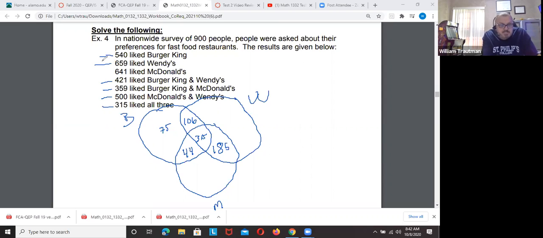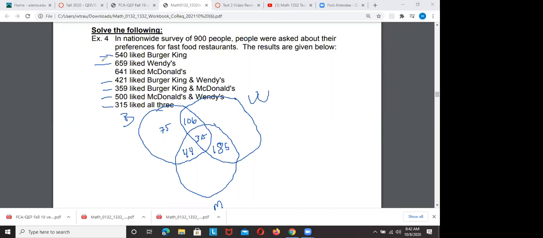And now we're going to do just Wendy's, 659. 659 minus 106 minus 315 minus 185. 53. I don't think we had 53 there before. Okay. And then finally, McDonald's, 641 minus 44 minus 315 minus 185. That's 97. All right, now let's add all of these up.